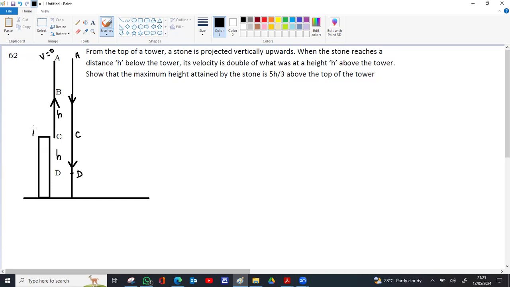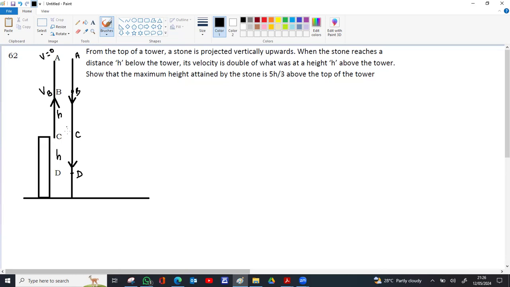As the object goes upward, the speed will decrease. So when it reaches B, there is a velocity. That velocity at B decreases further and becomes 0 at A. Now as it falls down, the speed will increase. Whatever the velocity at B was when going up, the same magnitude of velocity will come back when it reaches B again, but in the downward direction. Then the velocity will again increase.